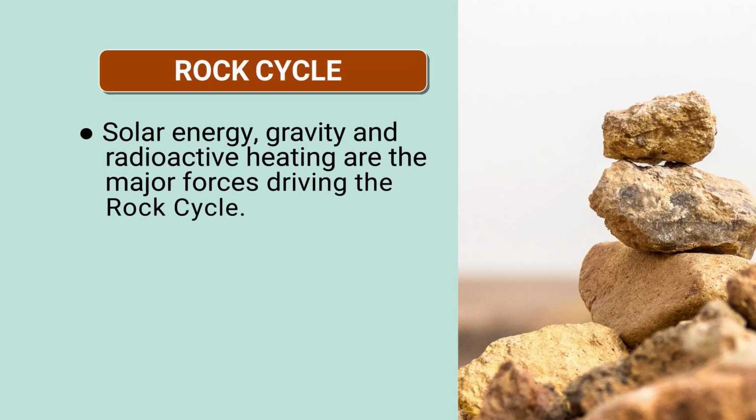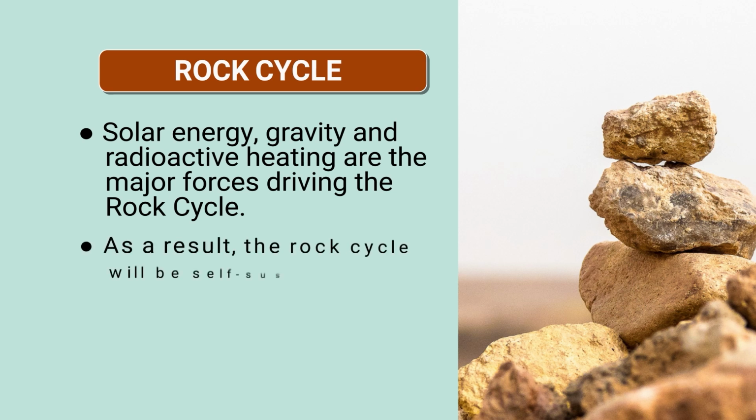Now the question that may come to your mind is, where is the energy for all these processes? Solar energy is a driving force, gravity is a driving force, radioactive heating is a driving force for the rock cycle. Inside the earth there are radioactive elements and heat is generated that causes melting. The solar energy is important because the sun's rays fall on the earth and differential heating takes place. There is movement of wind, water, all those things which result in the external process. You have the endogenic process and the exogenic process.